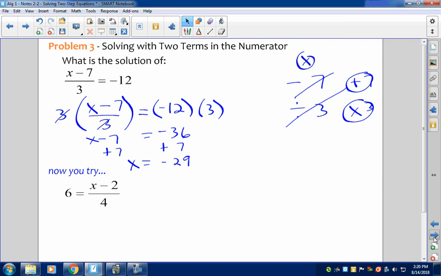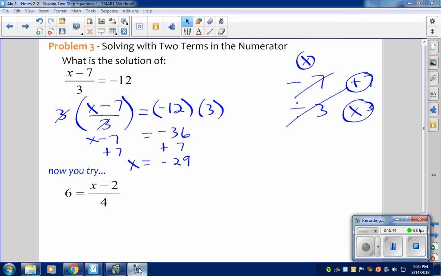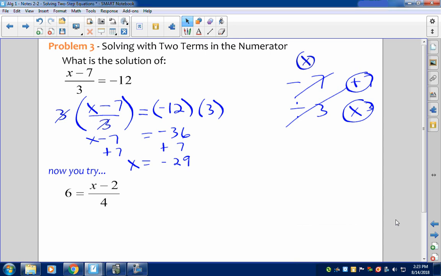So I'd like you to try the next one on. Alright, so you try one, should be x equals 26. I think I was able to check everybody's. X equals 26. You multiply by 4, and then you add 2.